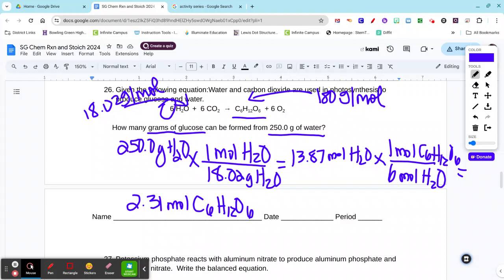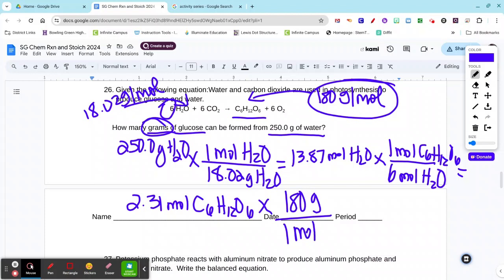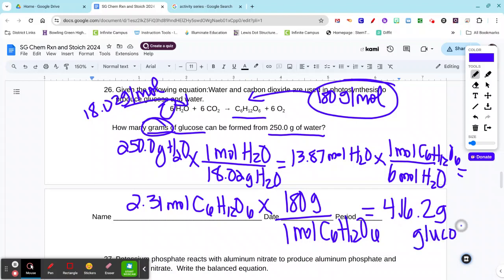And then my last step, since I'm looking for grams, I have to multiply my moles by my molar mass of glucose. So 180 grams for every 1 mole of C6H12O6. And so then when I multiply, I get 416.2 grams of glucose. I used 4 significant figures here because I started with 4 significant figures here. Okay. All right. So now moving on.